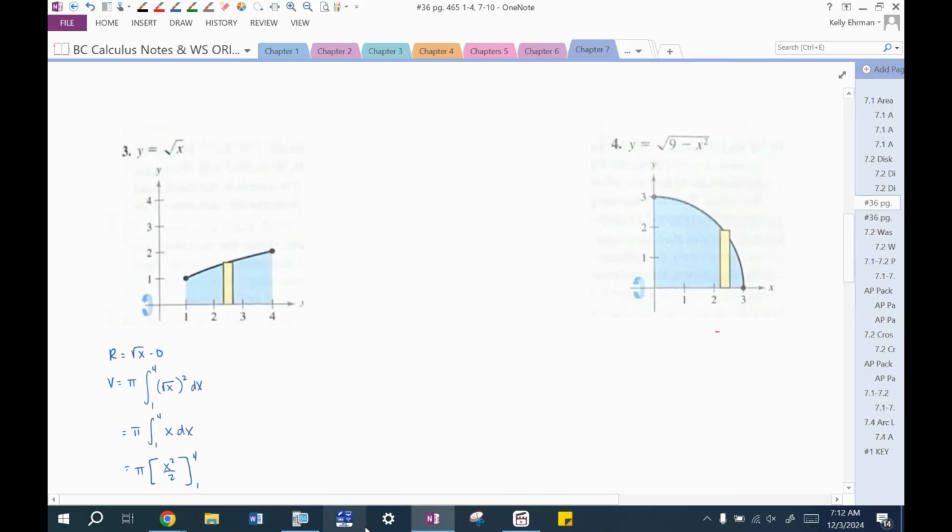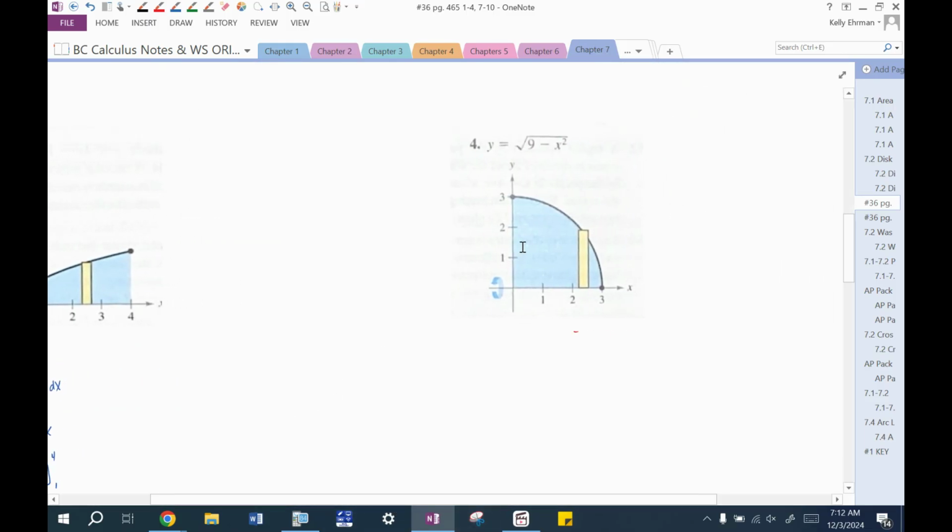All right, for my next one, the square root of 9 minus x squared. We talked about this a bit in pre-calc, that's a half circle, so we're just looking at a quarter of it here. The radius is, again, top minus bottom, so square root of 9 minus x squared minus 0. And then the volume is pi times the integral from 0 to 3, according to the graph, of r squared. So again, this is another square root of 9 minus x squared squared dx.